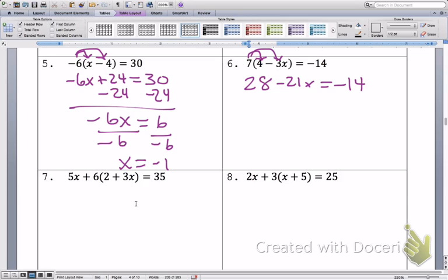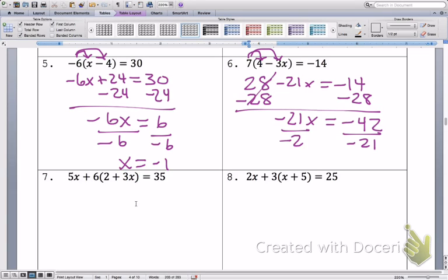We do not add 21 because that has a variable. We subtract the 28, and we do not add the 28. We subtract that 28 because that's going to eliminate it. Cancel. Don't forget to bring down the negative. That's going to be -30, -42. And we're going to divide -21. And x is equal to 2.